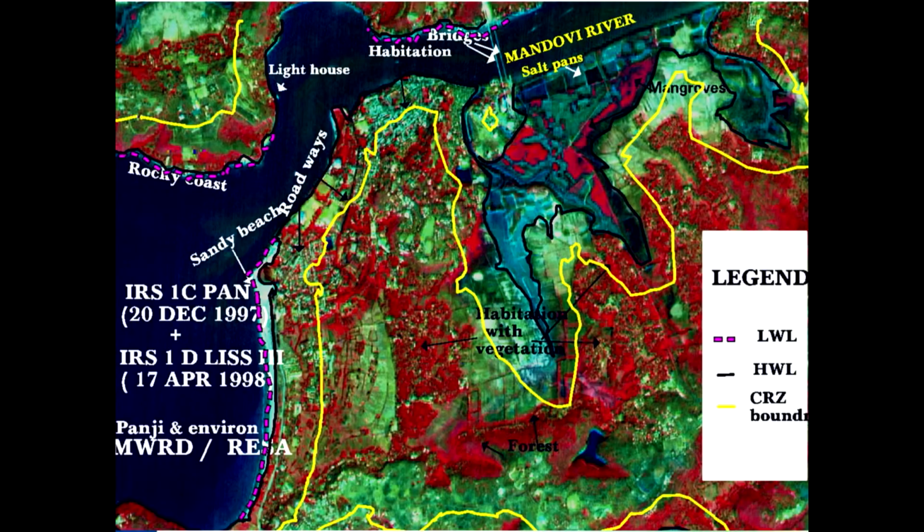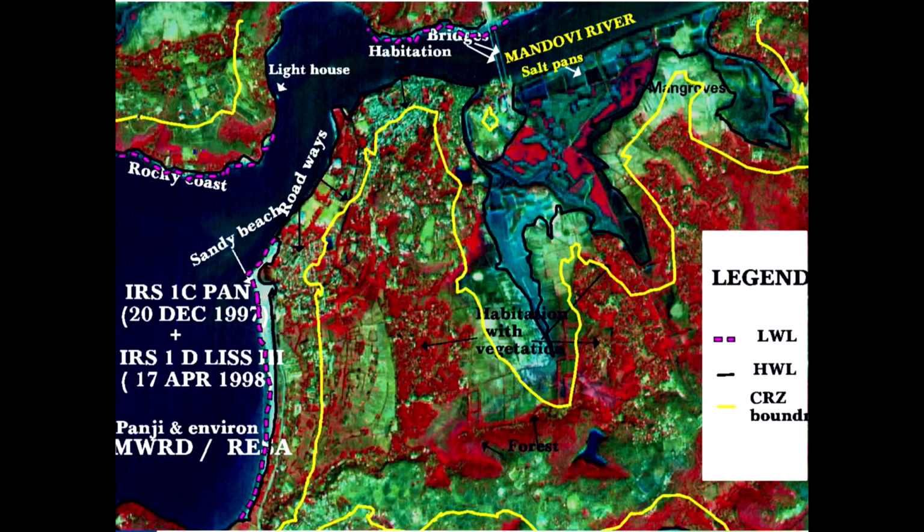Now we can also map the different CRZ categories like CRZ 1, 2, 3 and 4 using remote sensing satellite data. You can find out how much area is coming under the CRZ boundary, and what the prohibited and permissible activities in that area will be. There is a Government of India Rajpatra given by the Ministry of Environment and Forests showing what the permissible activities are in CRZ 3 or CRZ 4 or CRZ 1. Everything is written, and the entire India map has been done, CRZ mapping at 1:50,000 and 1:25,000 scale.